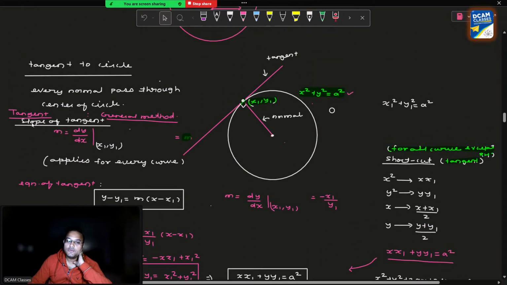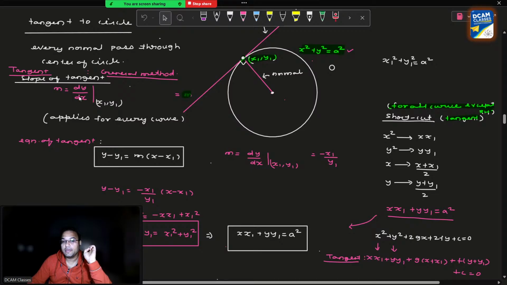Slope. First, you need to find the slope of the tangent. That is m equal to dy by dx at a point x1, y1. You know how to find dy by dx for a curve. For x square plus y square equal to a square, you will find 2x plus 2y dy by dx equal to 0. Like that you will find dy by dx, but at a particular point x1, y1 you have to find. Okay, na? Comfortable?